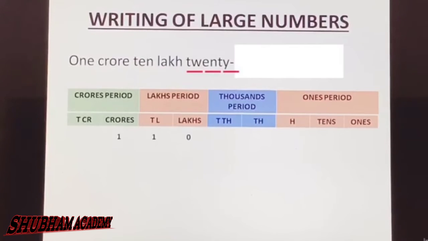Then we have 20. So 20 we will write 2 in tens place and 0 in ones place. Whatever is left we will fill it up with zeros. Like this. Right? So we have got our number.